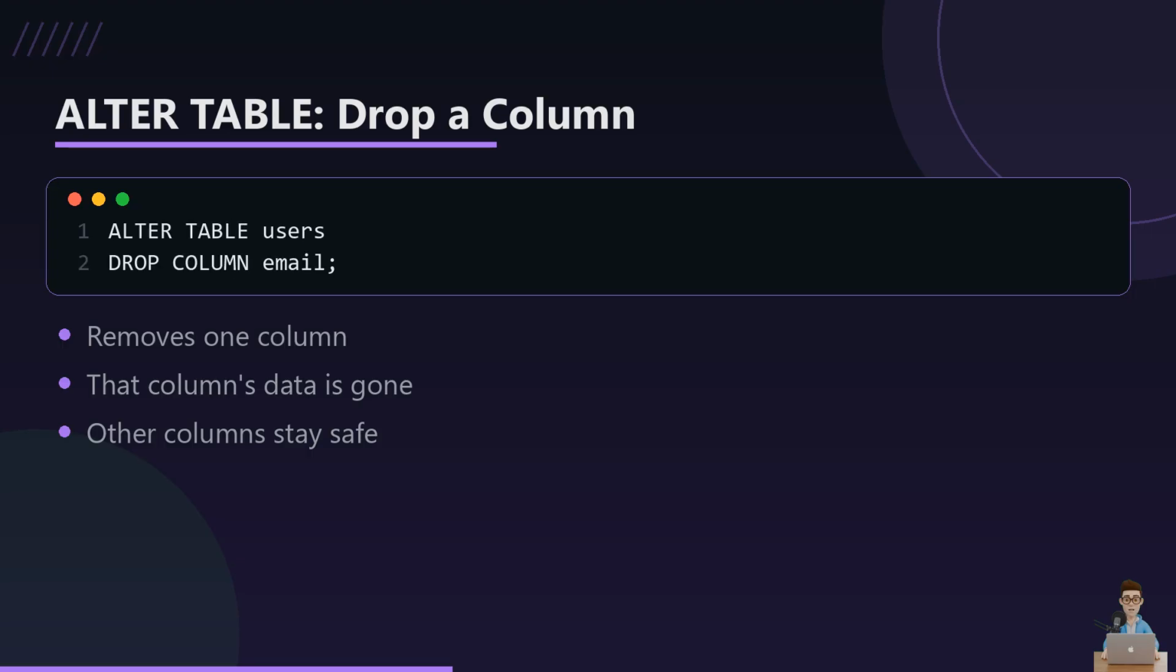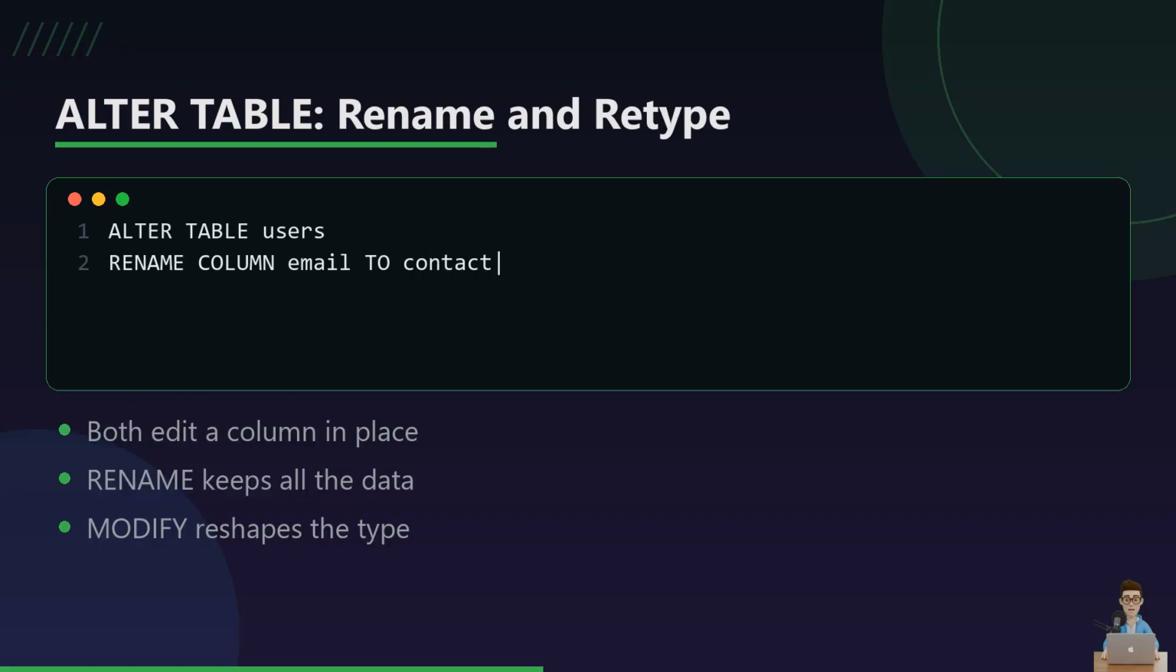If that email column turned out useless, you drop just that one column. Here's the catch though. The data inside that column is gone forever, but every other column stays perfectly intact. In short, dropping a column deletes one slice, not the whole table. Think of one shelf you already own. You can change its label or change what fits on it without touching anything else.